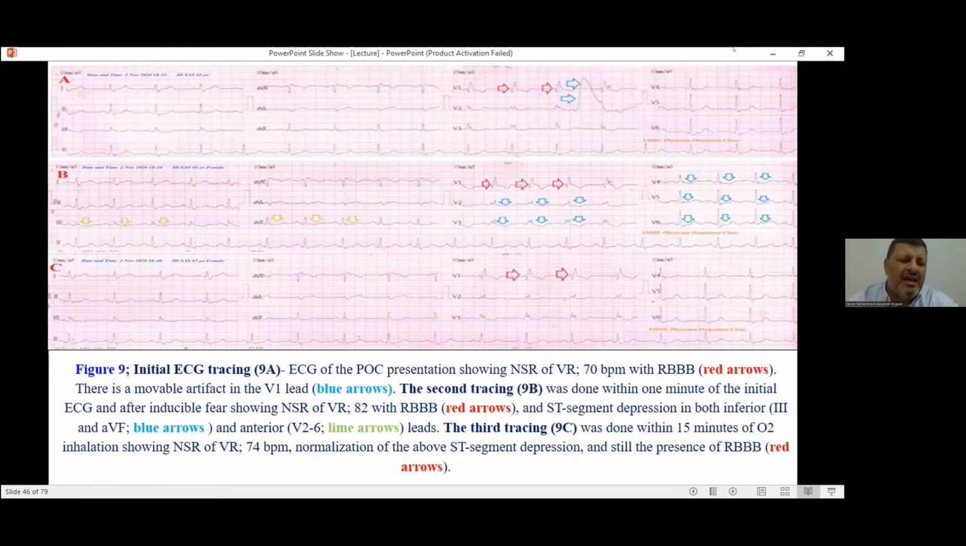This is tracing C after oxygenation. There is disappearance of all changes but persistence of the right bundle branch block. This indicates the right bundle branch block is an old sign.